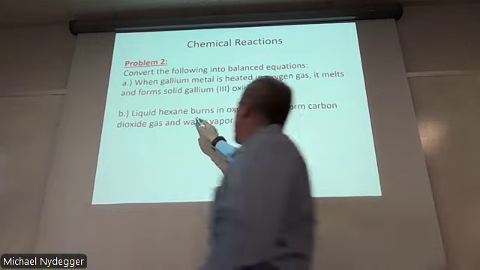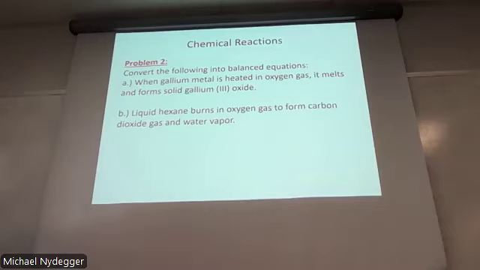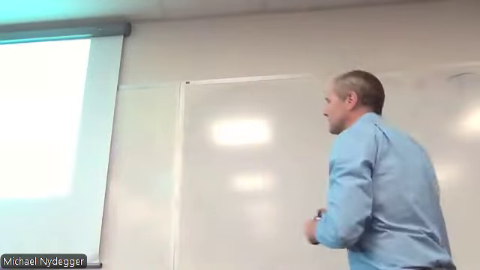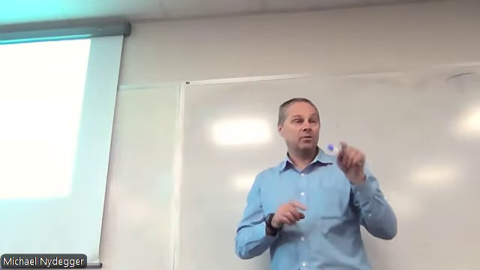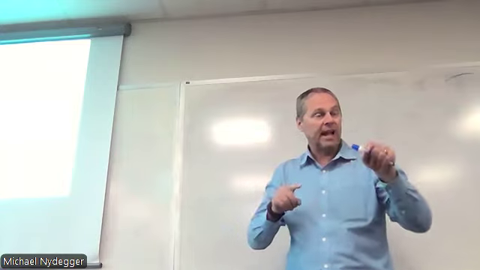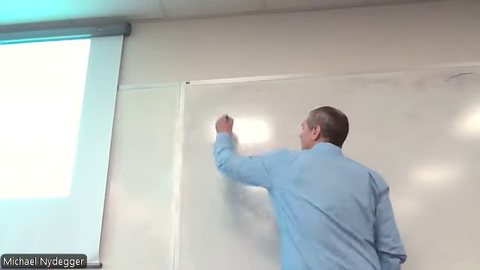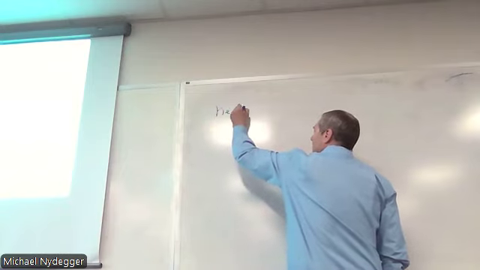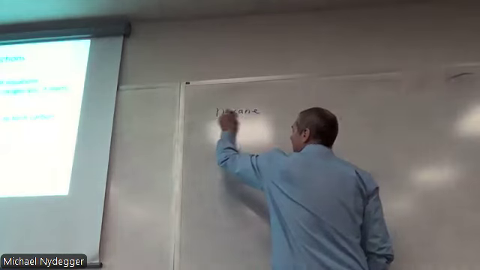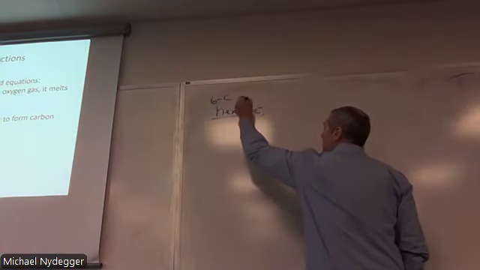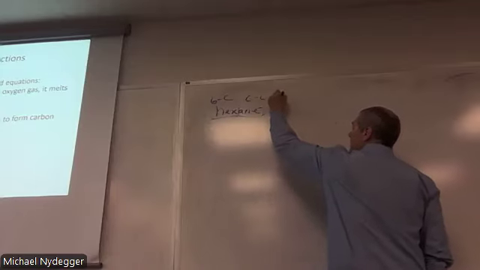So if we take liquid hexane and burn it in oxygen, this is going to produce carbon dioxide and water vapor, all right? So what is hexane? C6H14. It's an alkane, so it's the 2n plus 2 formula. Hexane: this hex means 6 carbons, and the ane means it's carbon-carbon single bonds.